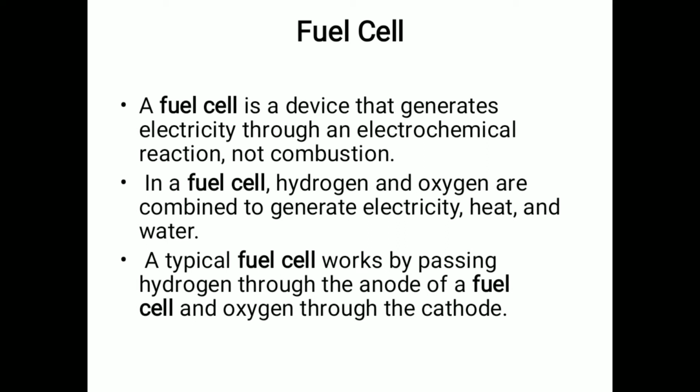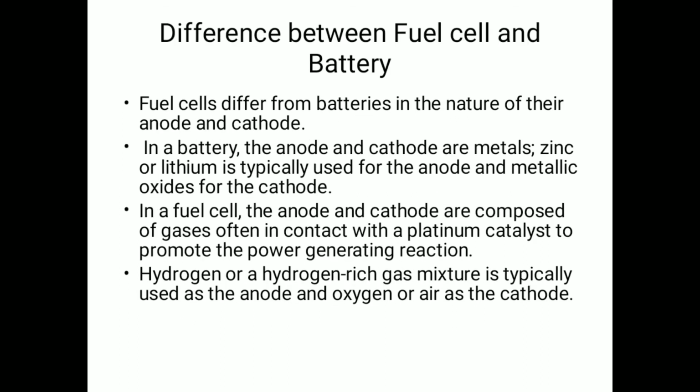In the case of a fuel cell, we pass hydrogen through the anode of the fuel cell and oxygen through the cathode. So we have an anode and a cathode. For the anode we pass hydrogen, and for the cathode we pass oxygen.